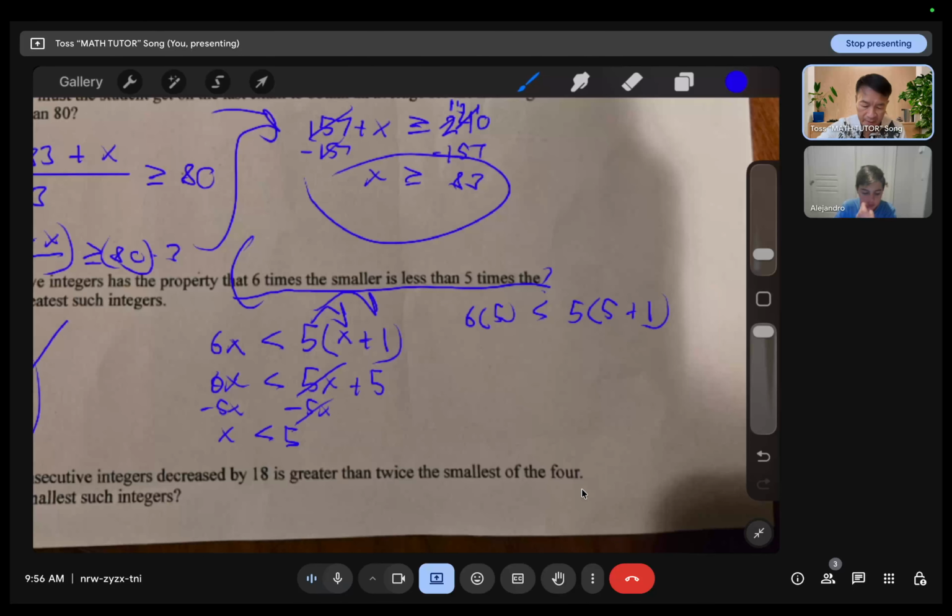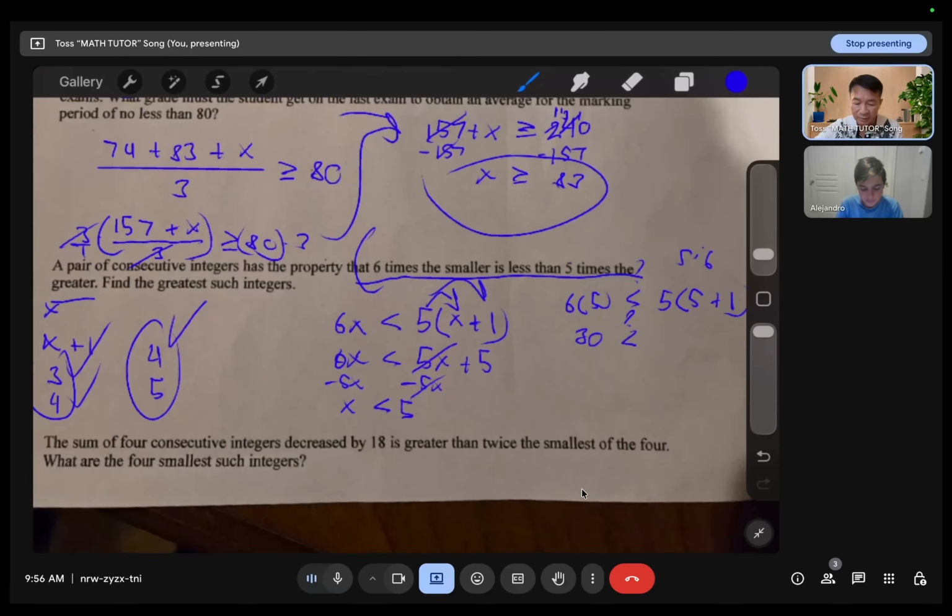I'm plugging in the x being 5 right here and right here. 30 is less than, or would it be less than this here? So that's going to be 6. 5 times 6. Oh, it's not true. Yeah. That's why, see, I want to check it.